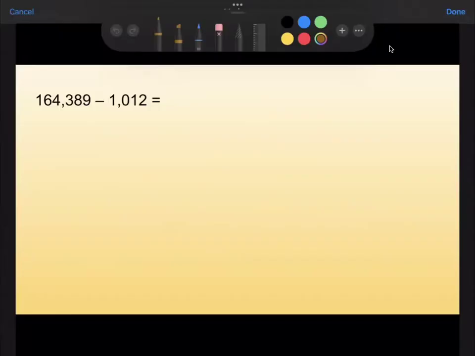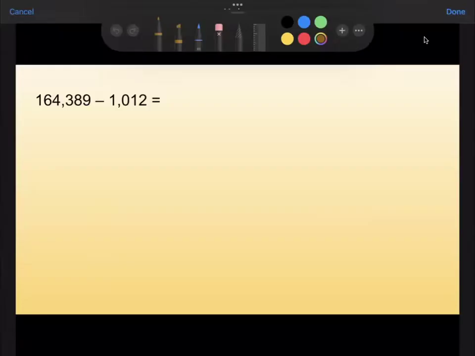Okay, here is our next one. We're going to take the number 164,389 and we're going to subtract from it 1,012. Okay, let's start by taking the number that has the most digits and putting it on top. Although with subtraction, we can just go ahead and take that first number because the first number, or the biggest number, always has to come first.